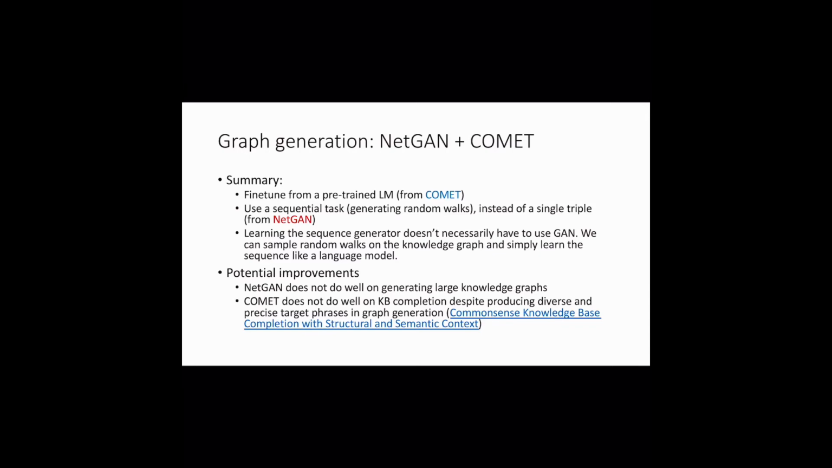Some potential improvements that may be possible are that we may be able to generate large knowledge graphs which the NetGAN cannot do as is. And we may be able to do better on KB completion than Comet does, which, while it's good at generating diverse and precise target phrases, is not so good at link prediction.